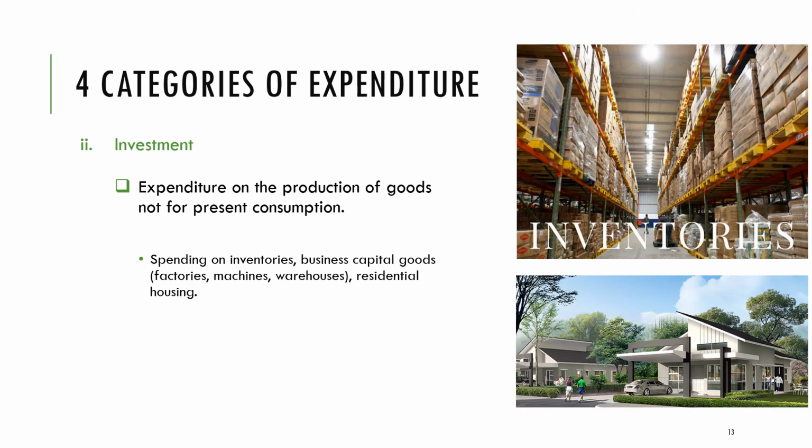The second component of expenditure GDP is capital investment. This includes expenditures on production which are not for present consumption. Examples of investments are spending on inventories, business capital goods, and residential housing.